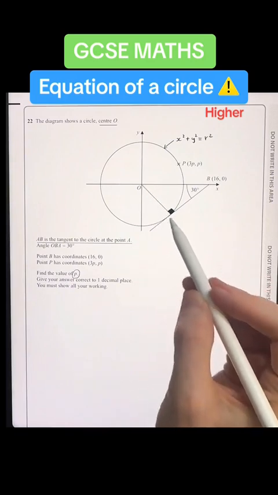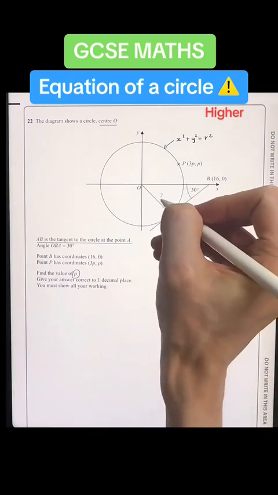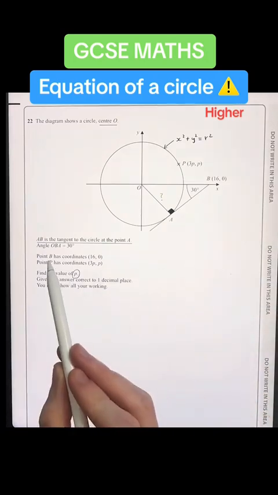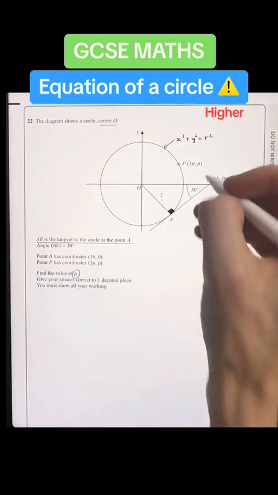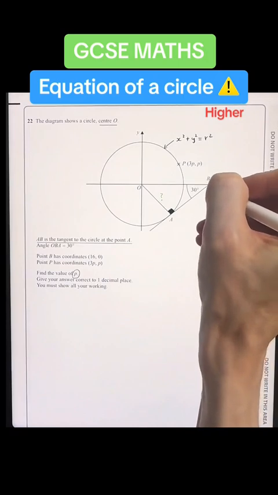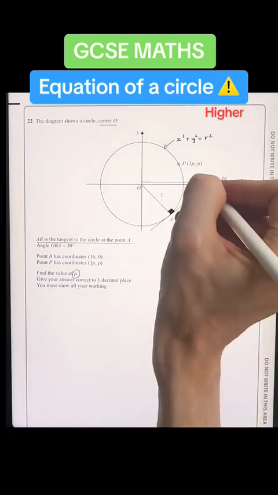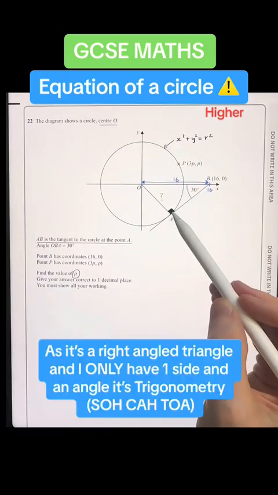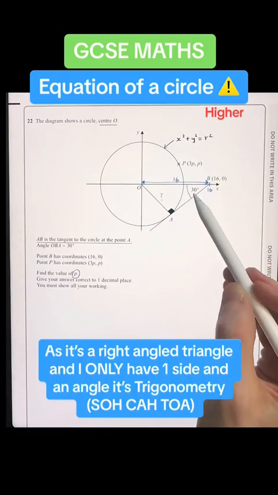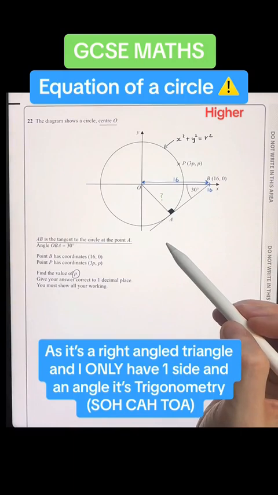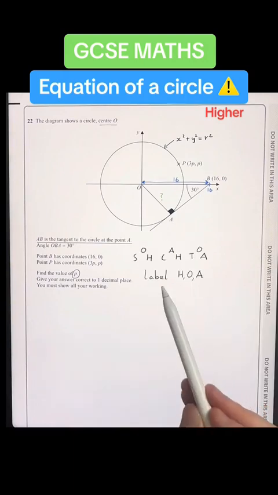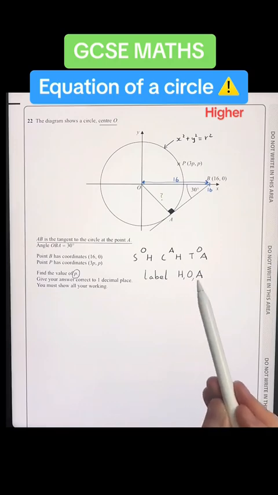I now need to calculate my radius, in this case the length of OA. As I'm told point B has coordinates (16, 0), this is 16 on the x-axis. Therefore the length of O to B is 16. As it's a right angle triangle, I only have one side and an angle, so I can apply trigonometry, i.e. SOHCAHTOA.